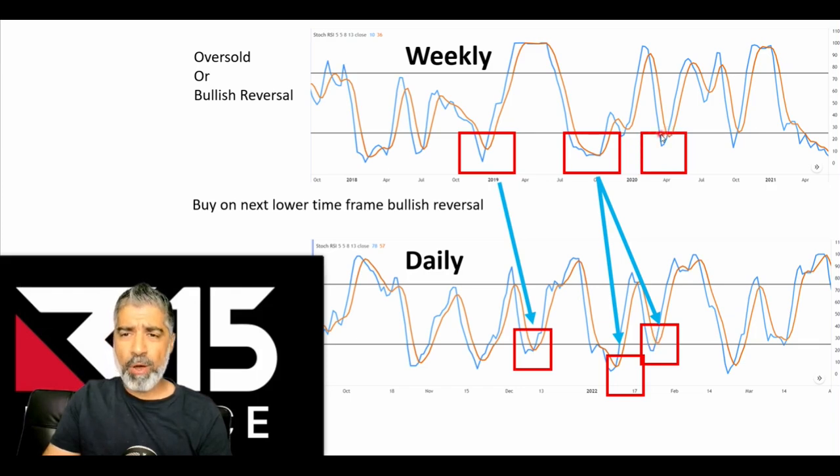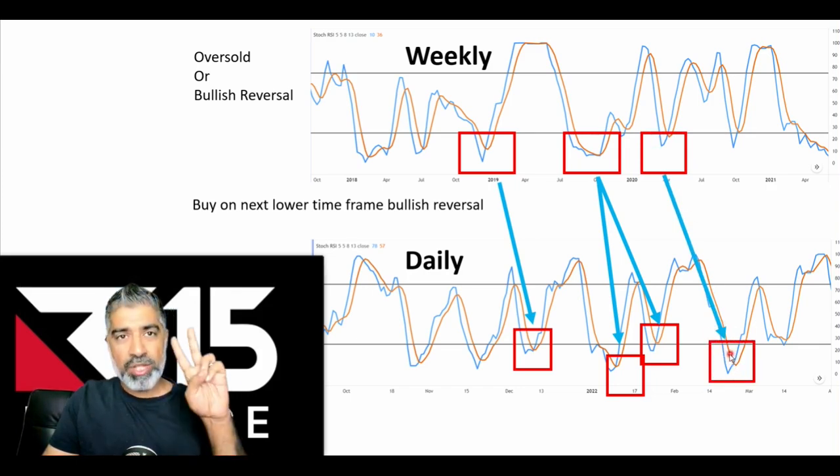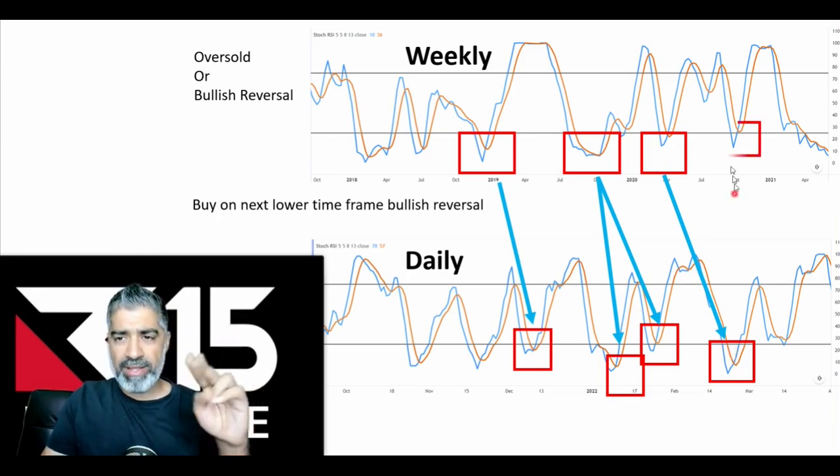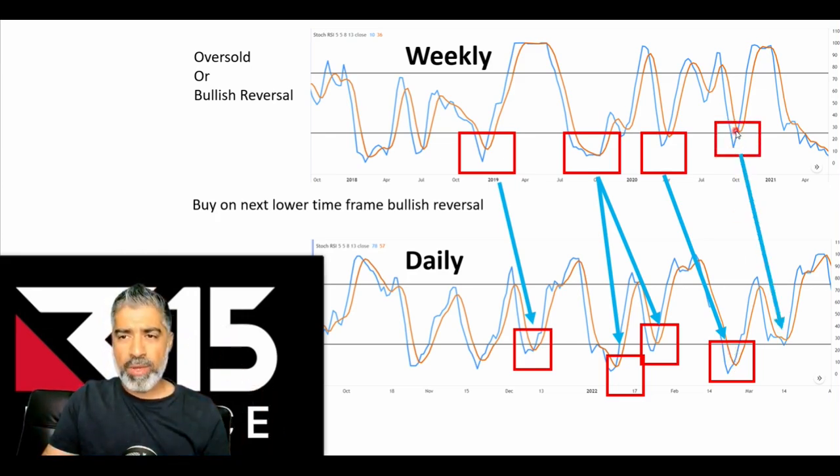Over here, we got oversold and then a bullish reversal. And then over here, we got the bullish reversal. So that condition's met, that condition's met, dual time frame. And then last but not least, over here, we got a bullish reversal. Then the next lower degree time frame bullish reversal we'll look to go long. Does that make sense? All right.